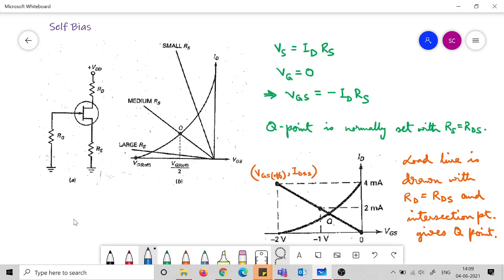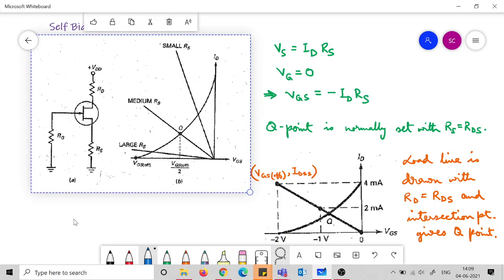One minute, this is not working for some reason. Okay, now it is working.